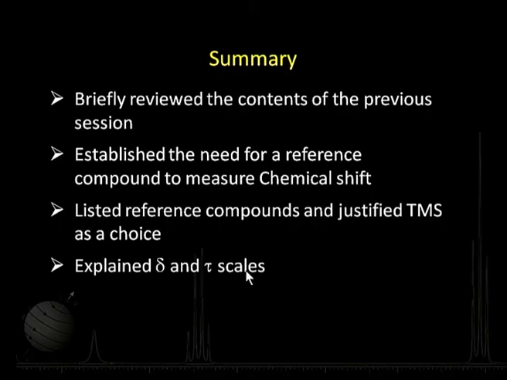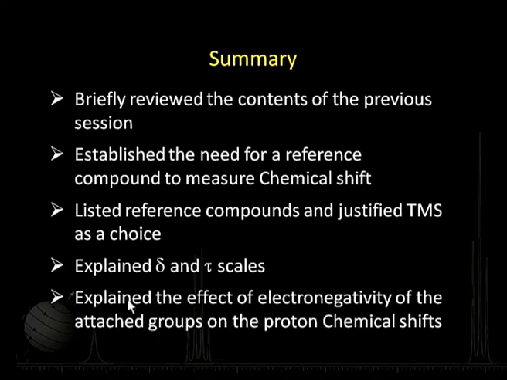Then we explained two scales which are used for talking about chemical shifts. They happen to be the delta and tau scales. Then we took up the effect of electronegativity of attached groups on the proton chemical shift. The other factors which affect the chemical shift, like the anisotropic effect and hydrogen bonding, will be taken up in the next session.